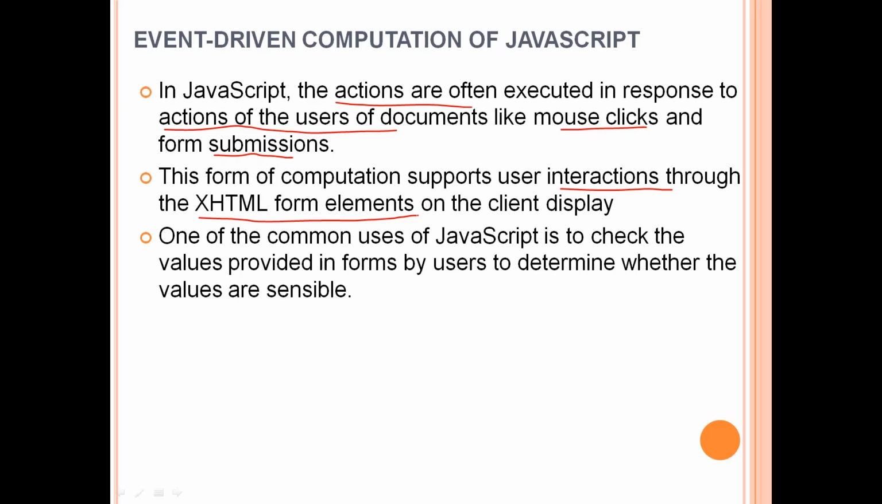JavaScript does not have its own visual elements. So in the web page, the visual elements are displayed by XHTML or HTML, and these visual elements generate events, and these events can be handled by using JavaScript code. Like you can take the example of an XHTML button, and whenever you click on the button, it may generate a click event, and upon the click event we can execute JavaScript code.